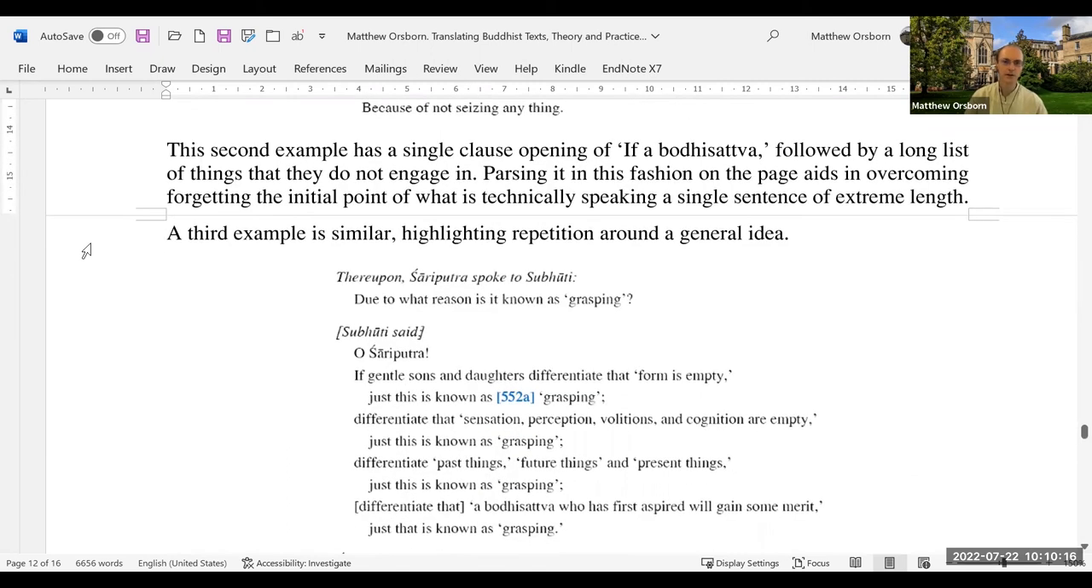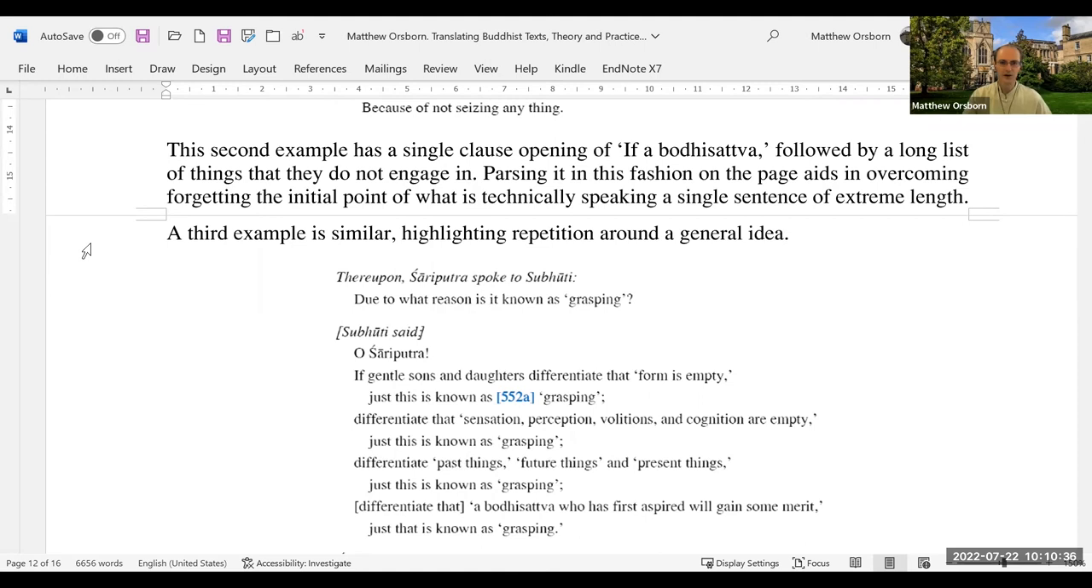The second example is a single clause opening of "if a bodhisattva," followed by a long list of things they do not engage in. Presenting it in this fashion on the page aids in overcoming forgetting the initial point, what is technically speaking a single sentence of extreme length, right? So it also helps us there.